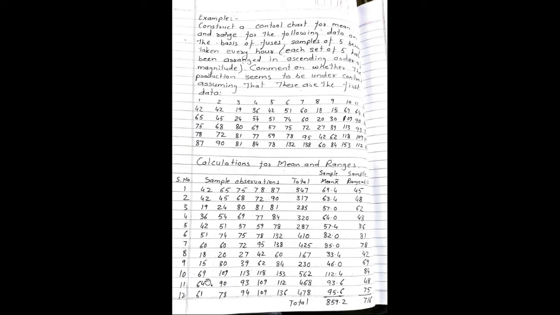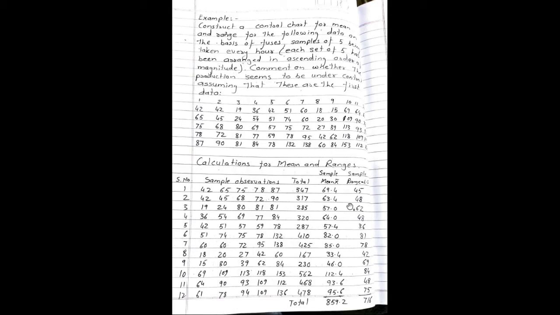10th sample: 69 plus 109 plus 113 plus 118 plus 153. The total is 562, divided by 5 will give us a mean of 112.4. Then the 11th sample: 64 plus 90 plus 93 plus 109 plus 112. Total becomes 468, divided by 5 will give us 93.6 as mean. Last sample: 61 plus 78 plus 94 plus 109 plus 136. Total becomes 478, divided by 5 will give us a mean of 95.6.